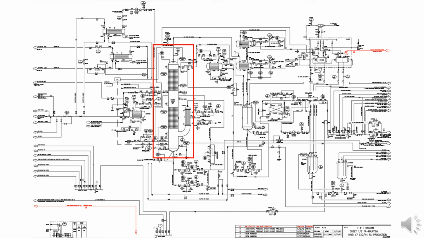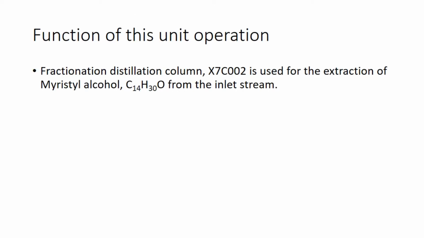As shown in the P&ID, the feed of this fractionation column X7C002 is a mixture of different fatty alcohols, which is from the bottom stream of fractionation column X7C005 after the extraction process of C6 to C12 fatty alcohol, while the overhead desired product is myristyl alcohol and the bottom product consists of unwanted fatty alcohol. The function of this column is to extract myristyl alcohol from the mixture of fatty alcohol.